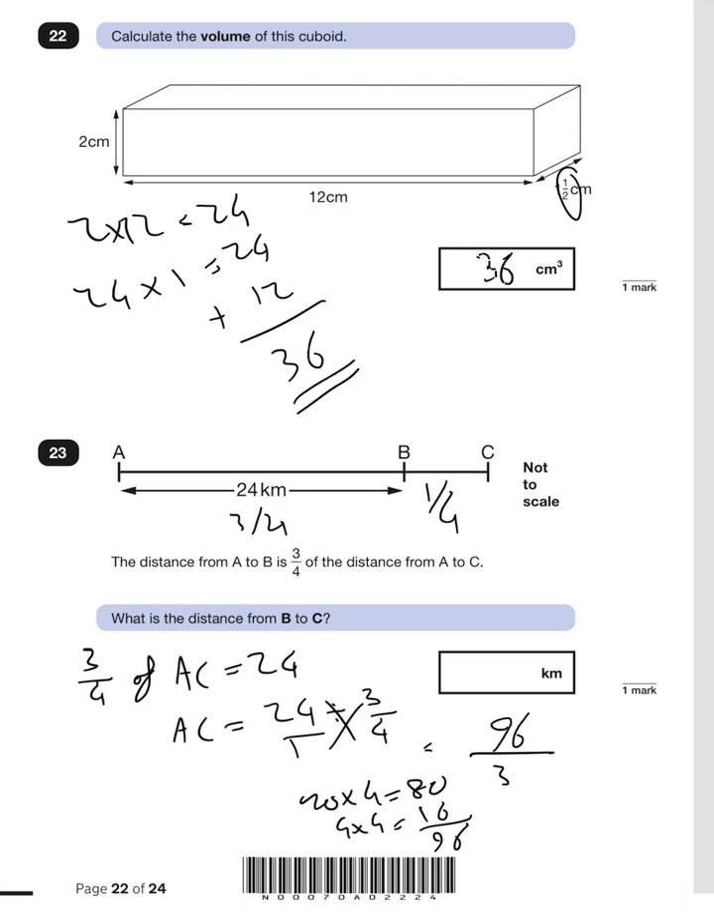So 96 divided by 3. 30 is 10, 60 is 20, 90 is 30. And another 2 to get to 6, so 32. So A to C is 32. AC equals 32 kilometers. 1/4 of that would be 8. So I halved it to get 16, halved it again to get 8. So the answer, BC, is 8 kilometers.